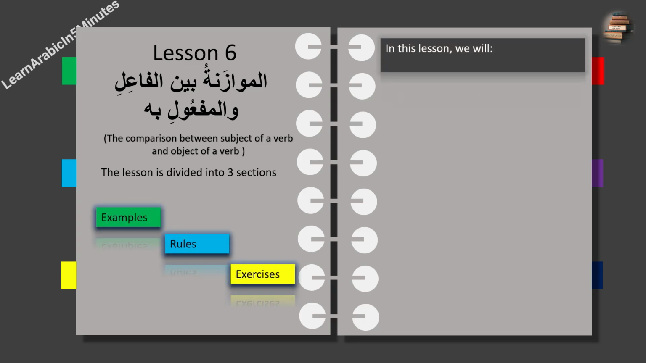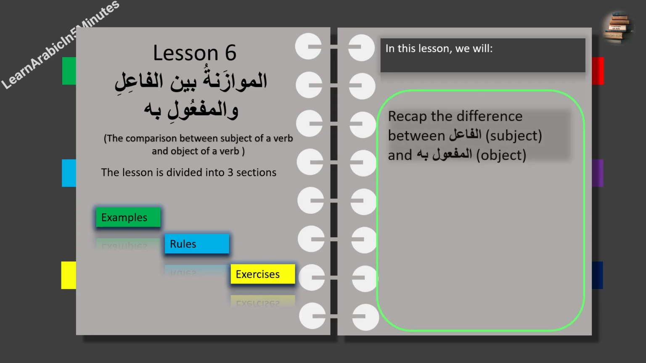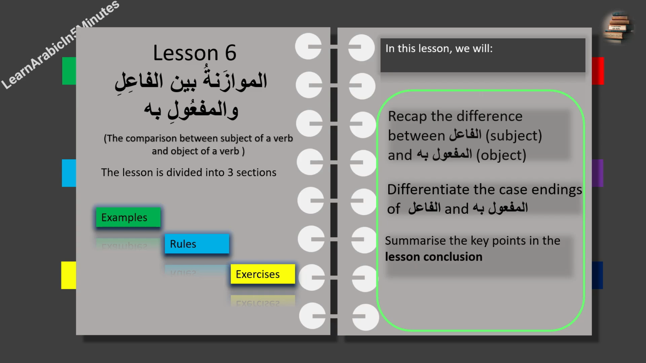So in this lesson, we will recap the differences between al-fa'il, the subject, and al-maf'ul bihi, the object. We'll also identify the case endings that distinguish them, such as marfu' for the subject and mansub for the object. And finally, we will summarize the key points given in the conclusion of the lesson under the section called an-nata'ij.